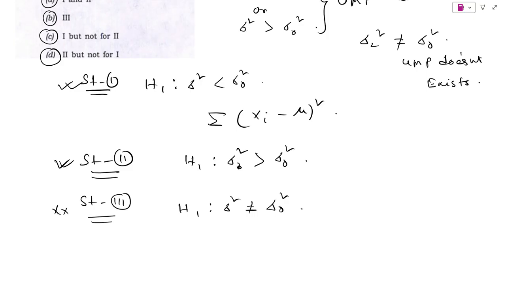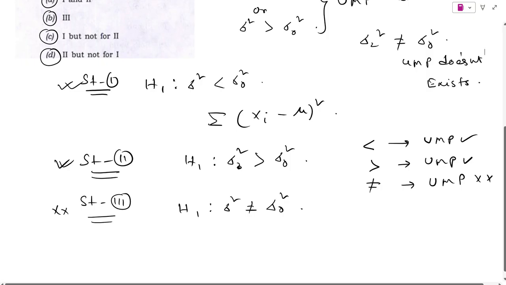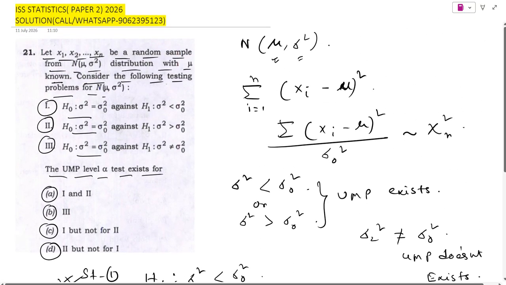So remember the golden rule. If less than, then UMP exists. If greater than, then yes, UMP exists. If not equal, then UMP generally does not exist. If you remember this table, you can answer many questions like this. So statements number 1 and 2 are both correct. So what will be our answer? Option A. Option A is the right answer for this question.